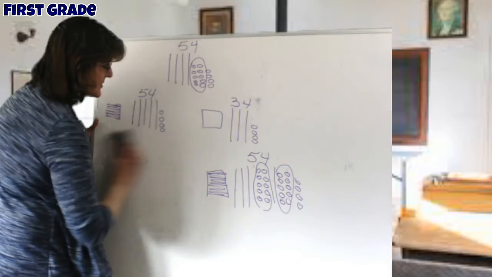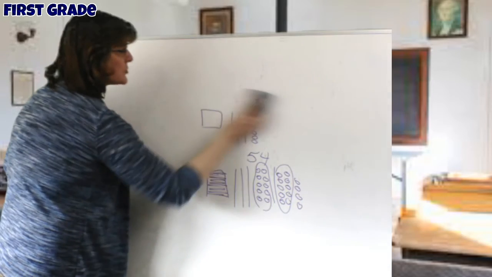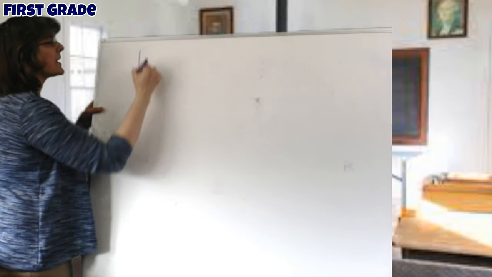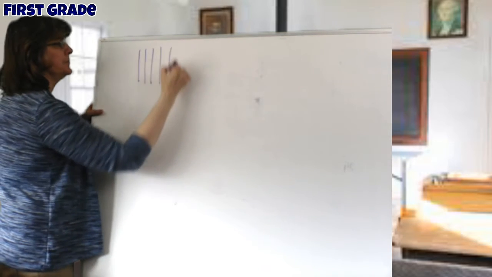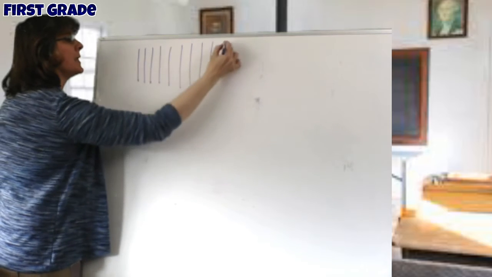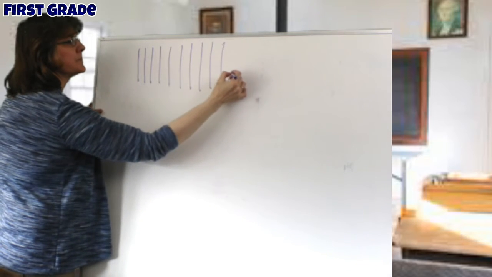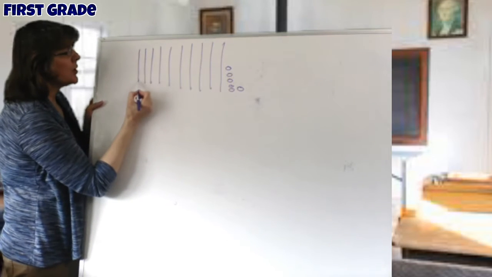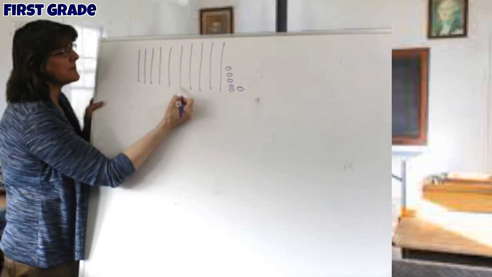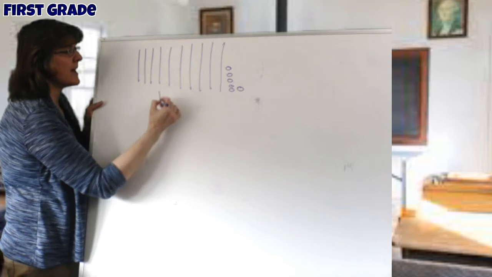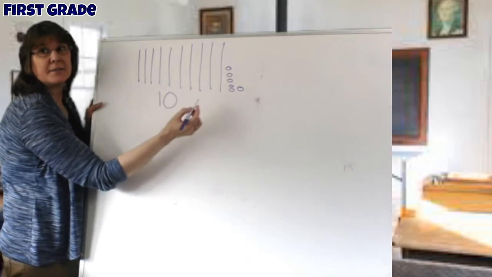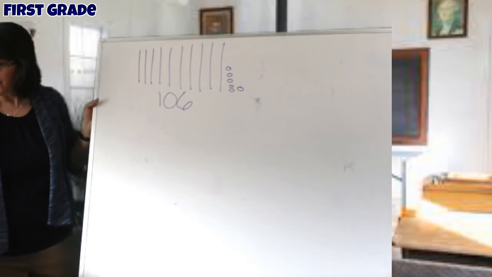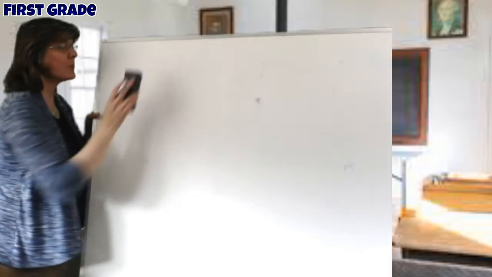Now let's work with some bigger numbers over 100. And we want to figure out what the number is. So let's say I have this number here. And I have some ones. I want to find out what number I have. I count my sticks first. 1, 2, 3, 4, 5, 6, 7, 8, 9, 10 tens and 6 in the ones. 106. My next one, what if I have this one?